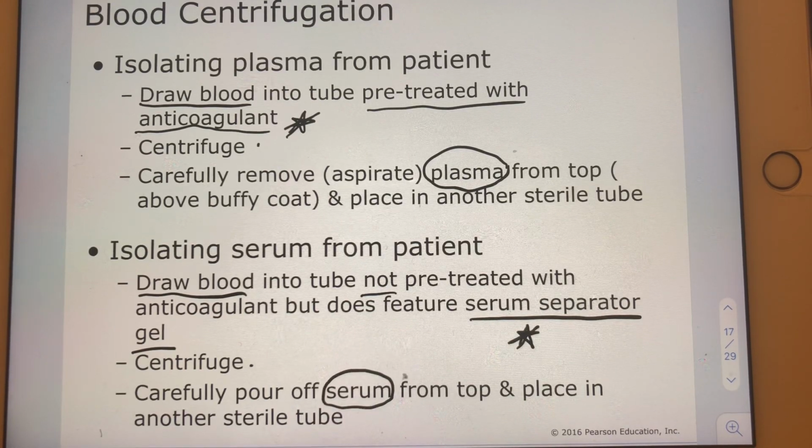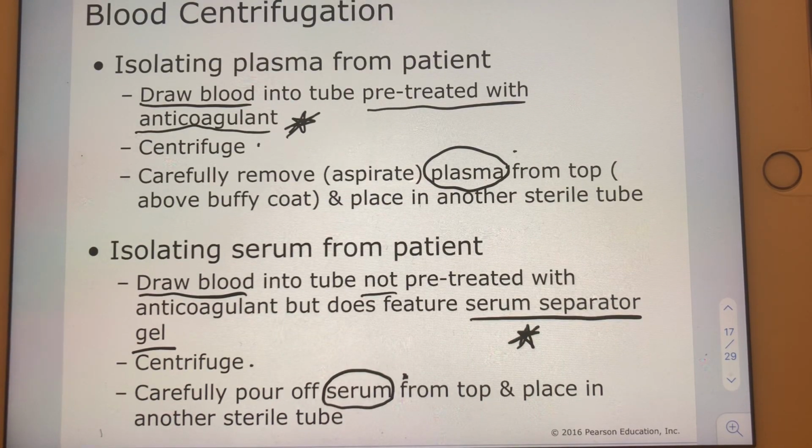And the serum will sit above kind of a wall that's made out of serum separator gel. Then we transfer that fluid, whether plasma or serum, via pipette or by pouring, into a separate sterile test tube. And now we can say, hey, I isolated plasma, or hey, I isolated serum. Typically, pipette is used in either case. But serum, because it's separated from the clot by gel, can be poured.